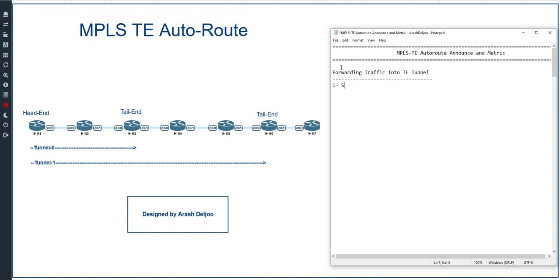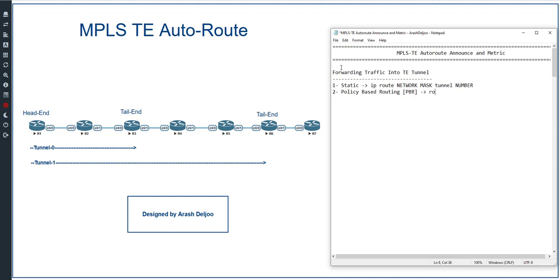The first is a static method. We configure this command, ip route, for example, network, and then mask, and tunnel number. You experienced these commands many times in the previous scenarios. Also, we learned about the second method. The second method is policy-based routing, or PBR. I implemented one scenario about the PBR.